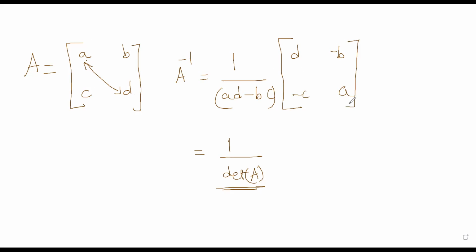Minus B, minus C. Understood? That's the answer for the inverse: D, A, minus B, minus C. That means exchange these two and put negative signs for these. Clear? Shall we solve one problem? It's easy, but you have to practice and get this formula done.